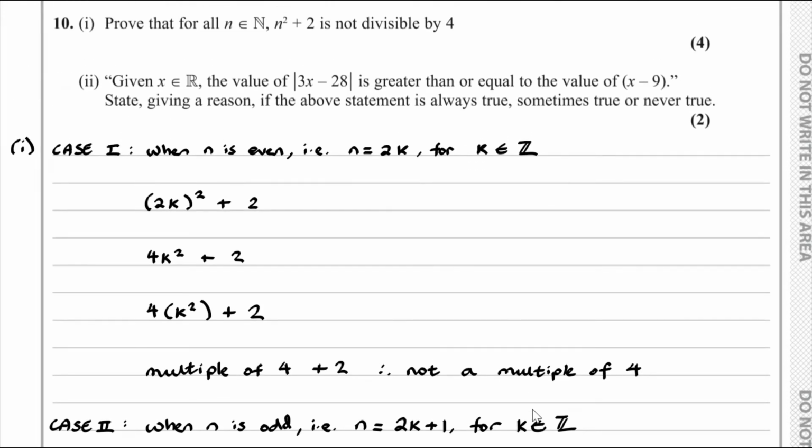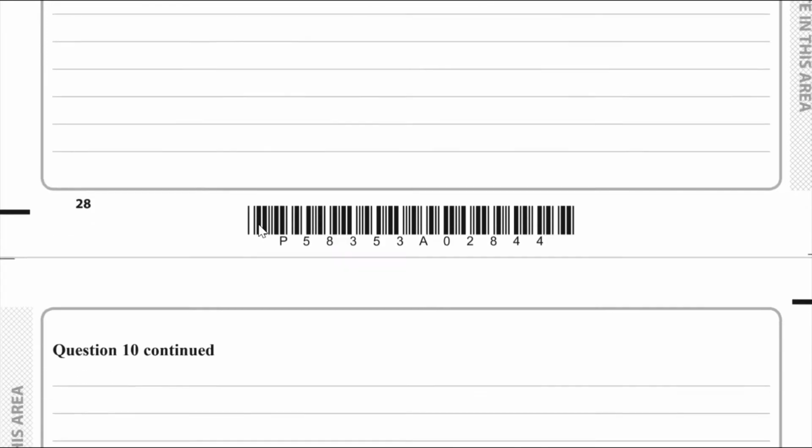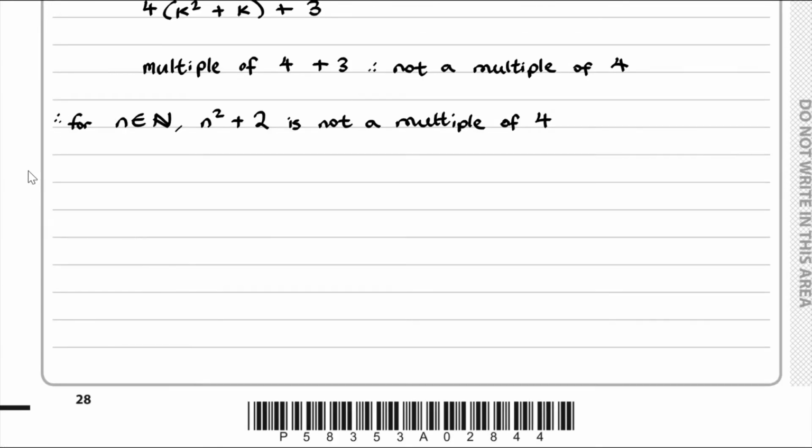Now for part II, given that x is a real number, the value of the mod of 3x minus 28 is greater than or equal to the value of x minus 9. We have to state, giving a reason, if the above statement is always true, sometimes true, or never true. Now, the statement in quotation marks which we're considering would be the following. We have the mod of 3x minus 28 being greater or equal to x minus 9.